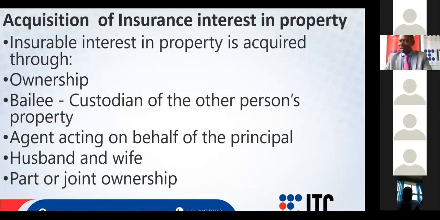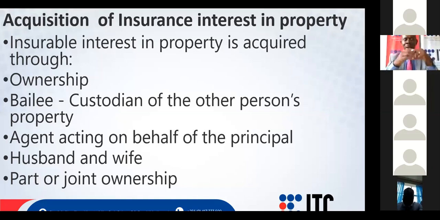Yes, I can have a car of 20 million, so I have to insure it for 20 million, because if this car is lost under my custody, I become accountable for the 20 million. The same way, an agent acting on behalf of the principal may have goods which are worth billions.